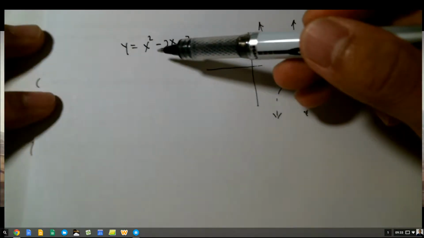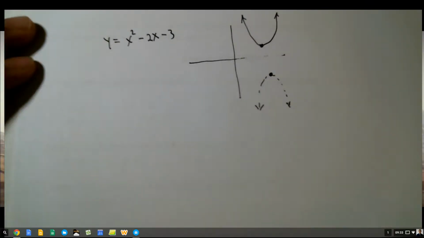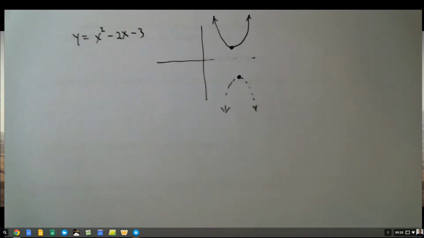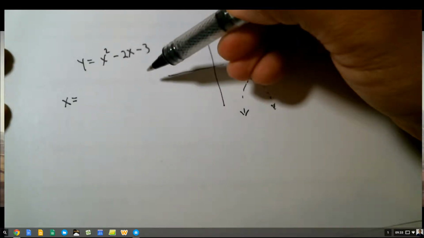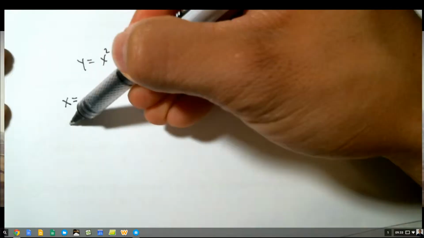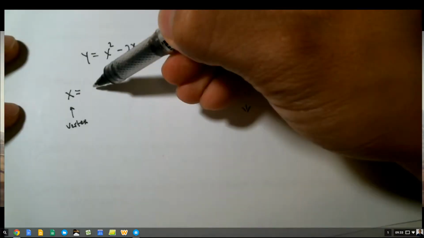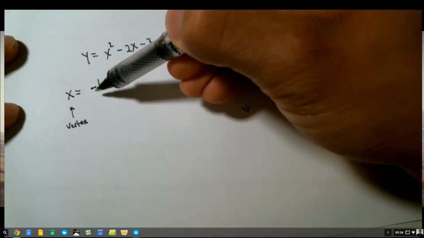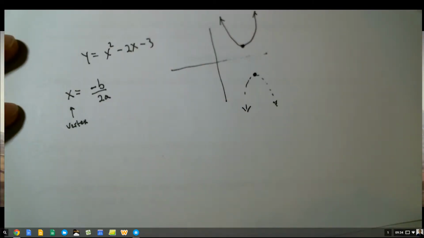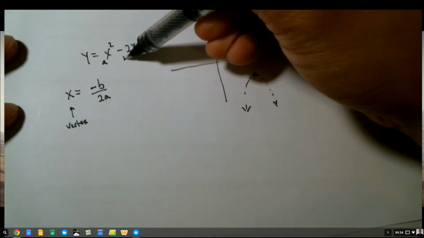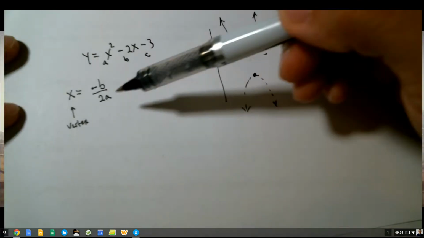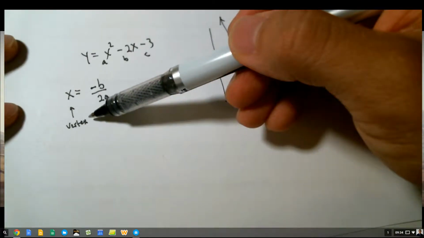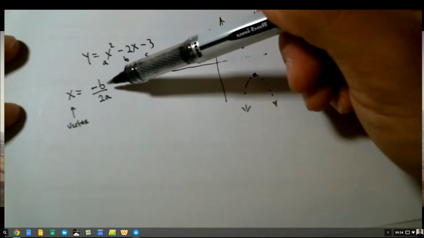So given this function, how do we figure out the vertex? Well, we could use what we did in class before. The x value of the vertex can be found with negative b over 2a. And remember, this is my a, b, and c value. So the x coordinate of the vertex can be found by negative b over 2a.